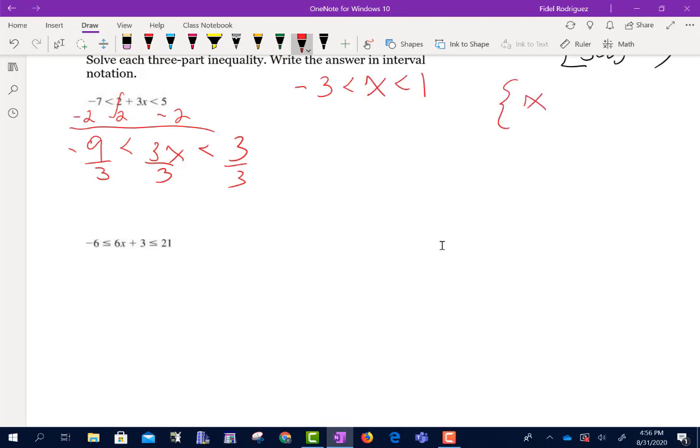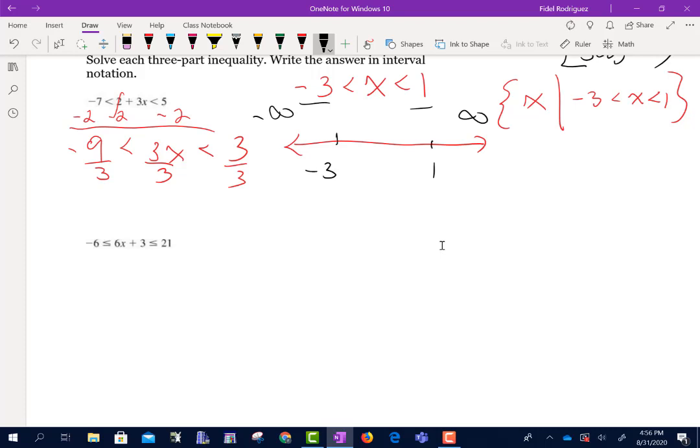And we said we're trying to get rid of our x. We're going to divide everything by 3. And that's going to leave me with negative 3 is less than x, which is less than 1. So my solution set is going to look like this. Okay. Now I'm going to draw my number line. Okay. I'm going to put my negative infinity and my positive infinity here. There's two numbers that I'm going to put on that number line. The first one is going to be negative 3. Second one's going to be 1.